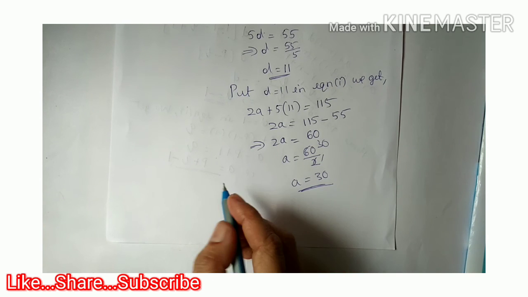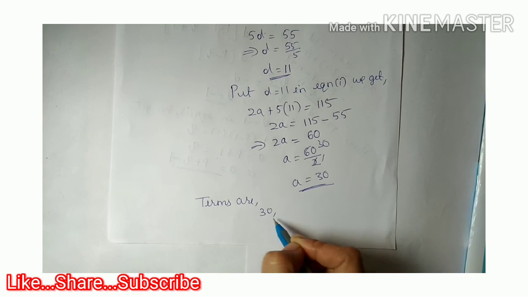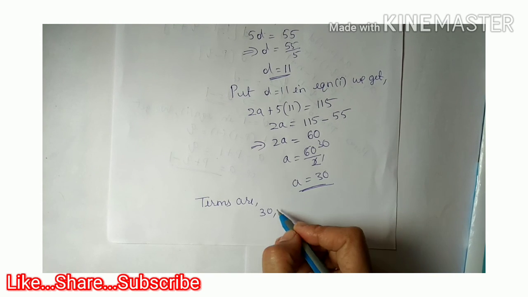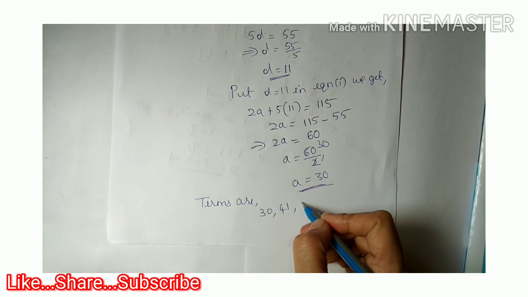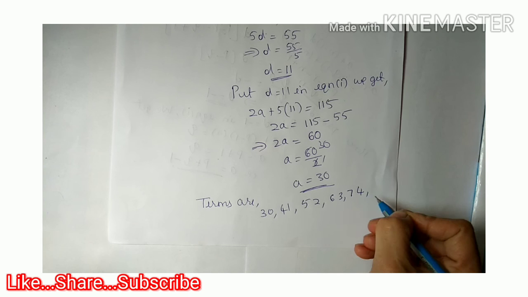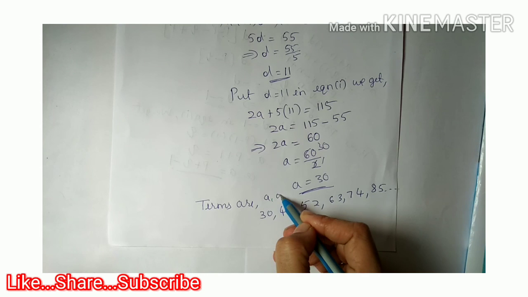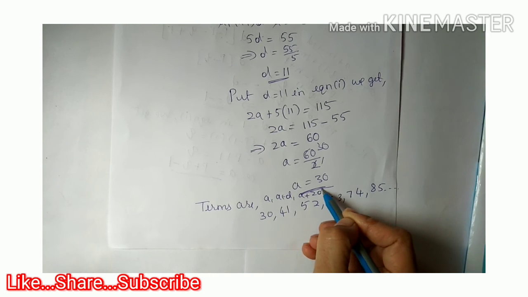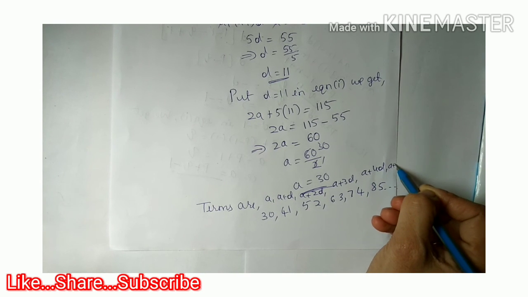Therefore the terms are a, 30; a plus d, 30 plus 11, 41; a plus 2d, 30 plus 2 into 11, 22 plus 30, 52; a plus 3d, 63; a plus 4d, 74; and a plus 5d, 85.